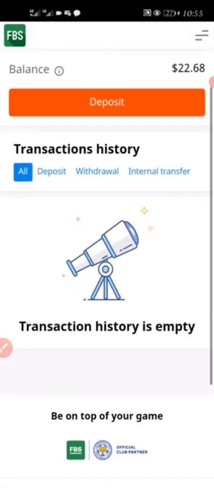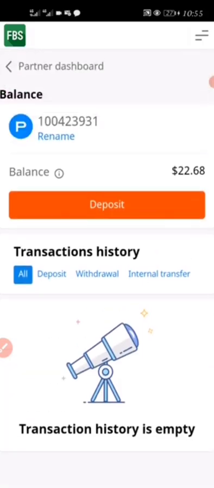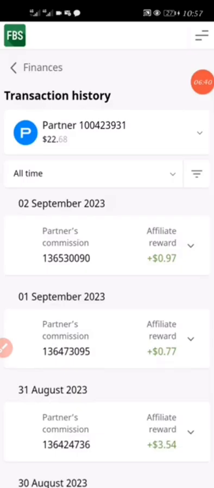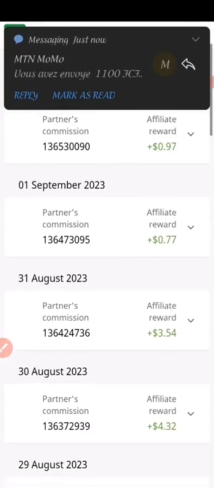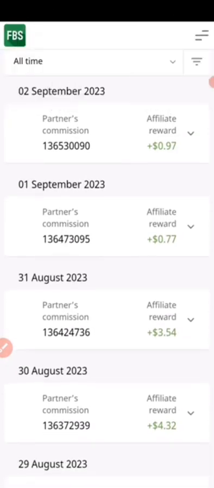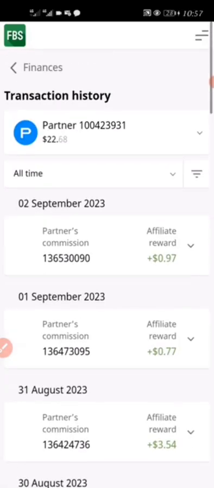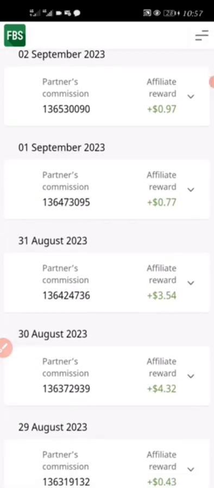So I'm in level 2, grade 2 right now. I'm working hard to get to grade 3. The more grade level you are, the more money you make. You understand? Here now you can see how much I've made so far from these people, how much I've been making every single day.